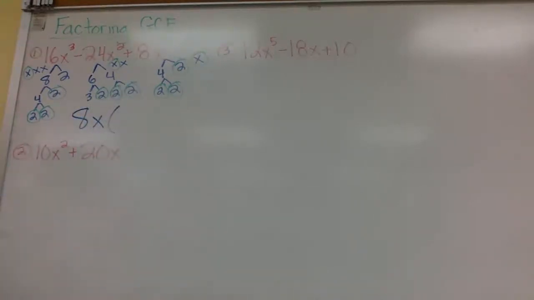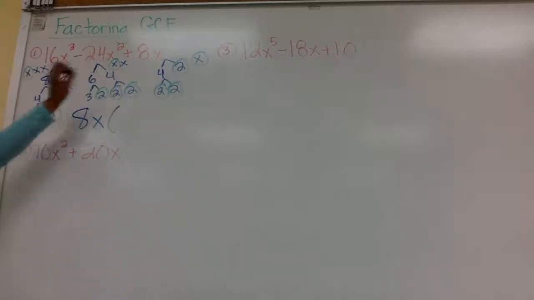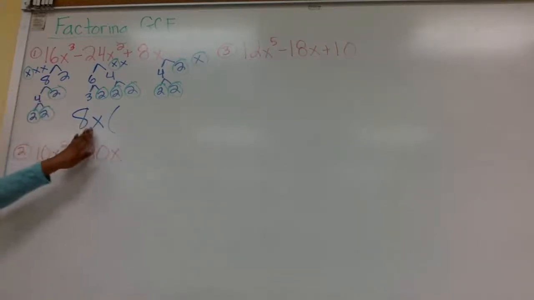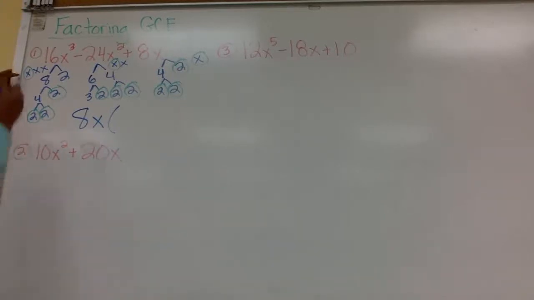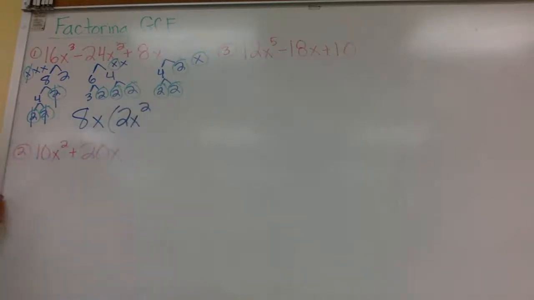And it goes on the outside of your parentheses. So let's go through that again. After you circle everything that they share, numbers, variables, both, you multiply it. So 2 times 2 times 2 times x, that is 8x, and that goes on the outside of your parentheses. Everything else is going to go on the inside of your parentheses. So if I get rid of everything that I circled, I'm left with 2x squared.